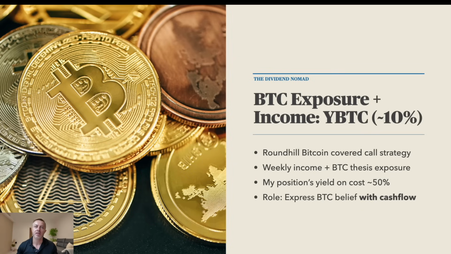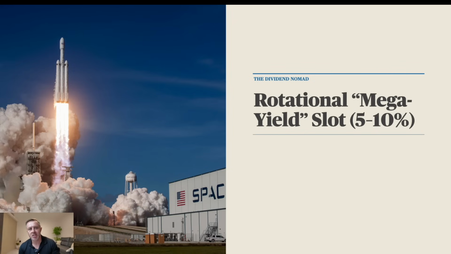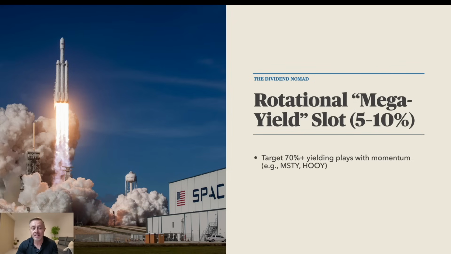Okay, so the role of this, like I mentioned, is to express my belief that Bitcoin is going to do good, and it's going to give me cash flow each and every single week. And then we're almost done with this part. I have my rotational mega yield slot, and this makes up 5 to 10% of my portfolio. So what is the rotational mega yield? It's any stock or any ETF that has a 70% yield or higher, but it has momentum behind it.